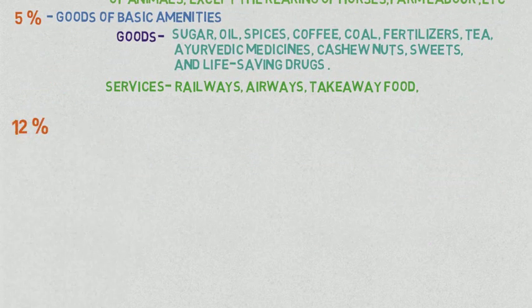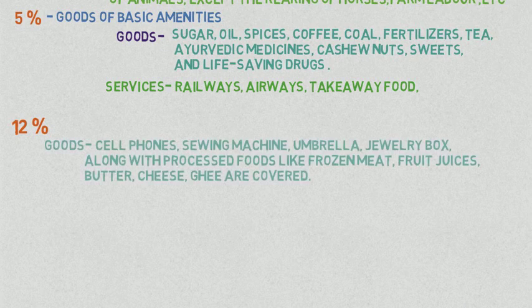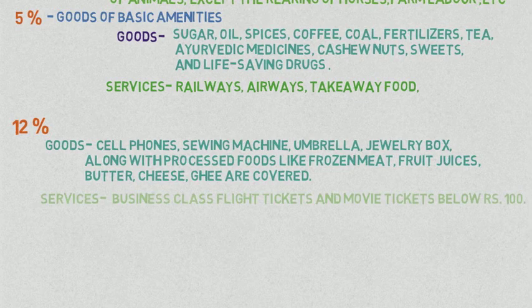GST slab of 12%. Under this slab, products like cell phones, sewing machine, umbrella, jewelry box, butter, cheese, ghee are covered. The services under this slab include business class flight tickets and movie tickets below ₹100.